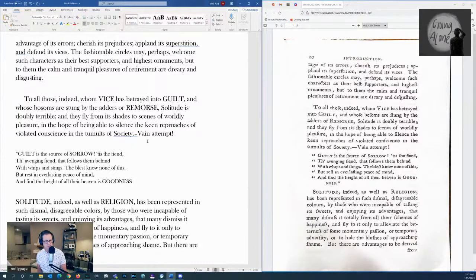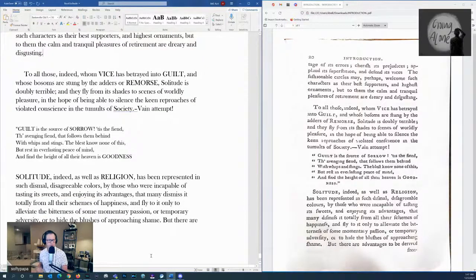Vain attempt. Guilt is the source of sorrow. 'Tis the fiend, the avenging fiend, that follows them behind with whips and stings. The blessed know none of this, but rest in everlasting peace of mind, and find the height of all their heaven in goodness.